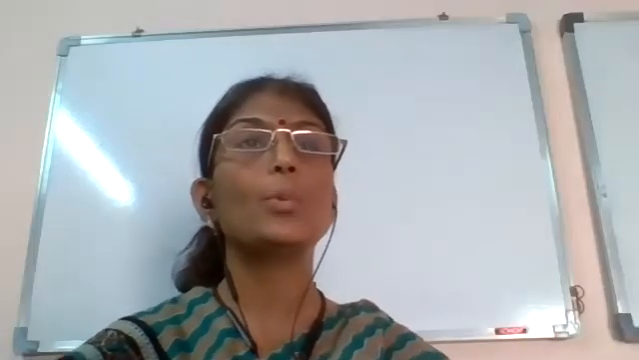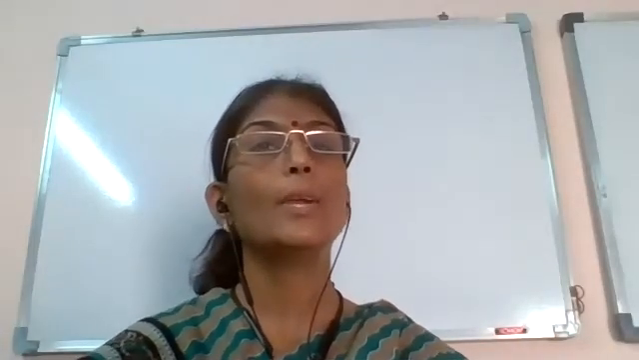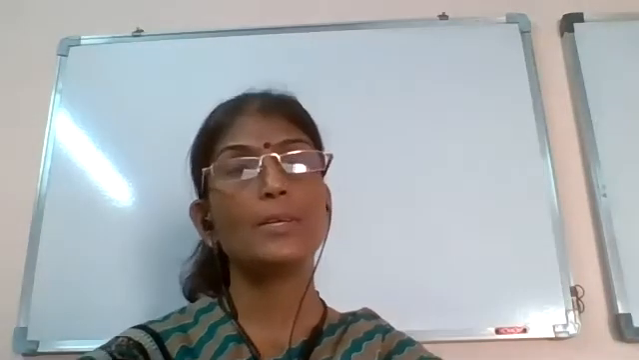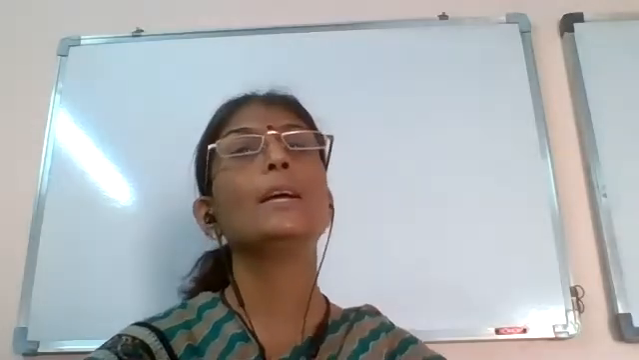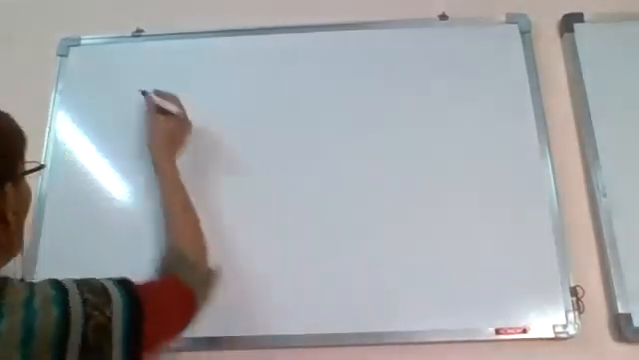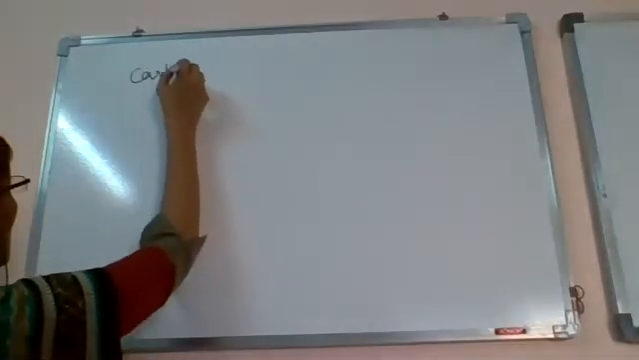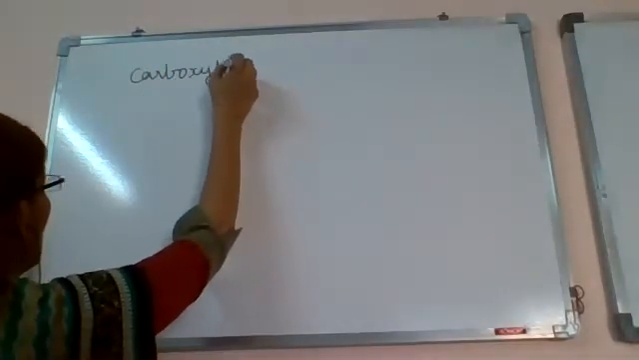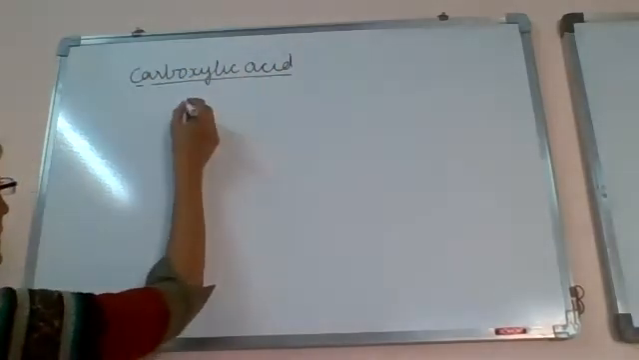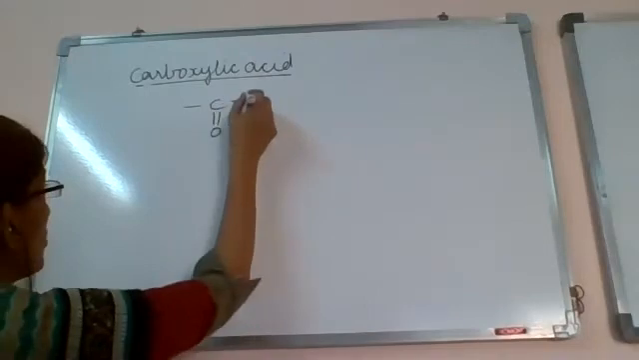Now we have to start with carboxylic acids. The last topic of this chapter, chapter number 12, that is carboxylic acids. General formula of carboxylic acid is functional group, C double bond O and OH.